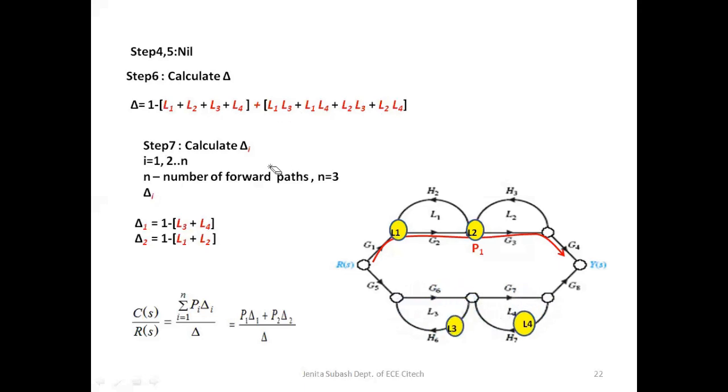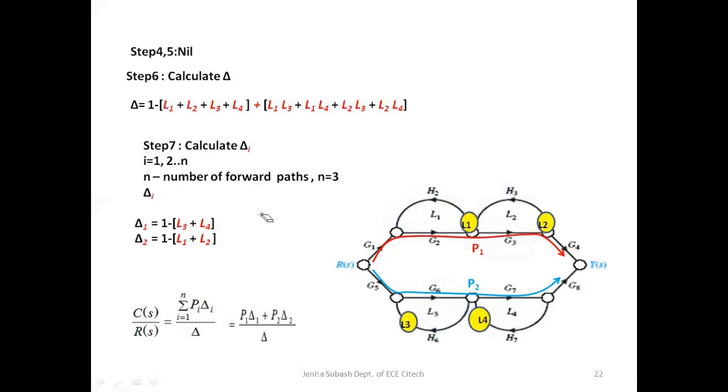And the rest of all the combinations are made 0. Similarly, delta 2, with respect to the second forward path, we have identified two loops, L1 and L2, which are not touching the second forward path. So once after identifying delta 1 and delta 2, let's substitute in the transfer function.